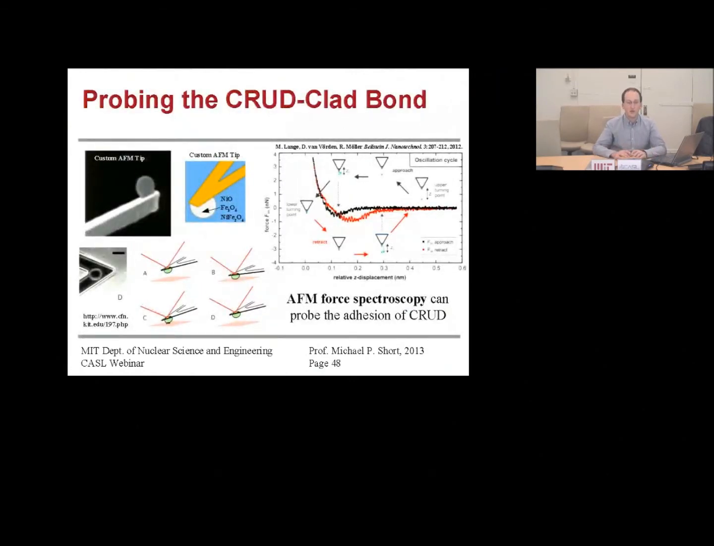And now we can get really quantitative. When we want to say what makes a material CRUD resistant, on the mesoscale, it's does it grow CRUD or not. On the nanoscale, you've got to have a parameter that you can quantify. And so we found one of these.